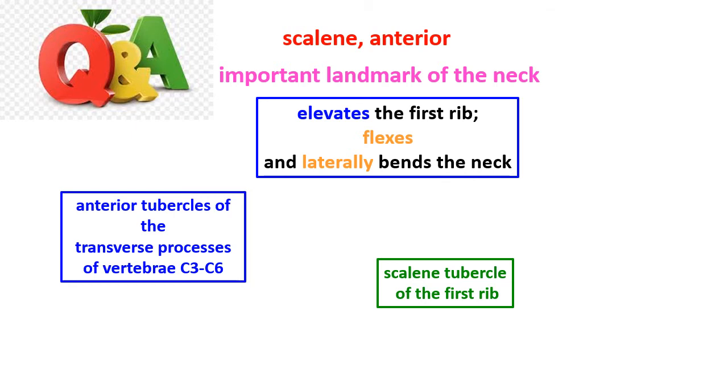Scalene anterior is going to be attached to the special tubercle on the first rib, and it is supplied by C5 to C7. Now, because it is attached to the first rib, it elevates the first rib when the neck is fixed, therefore it is a muscle of respiration.